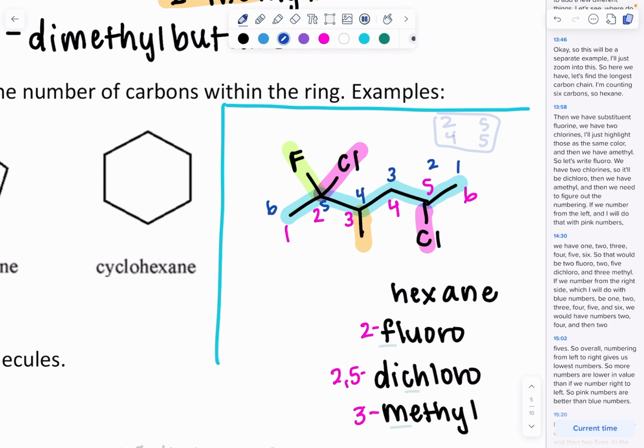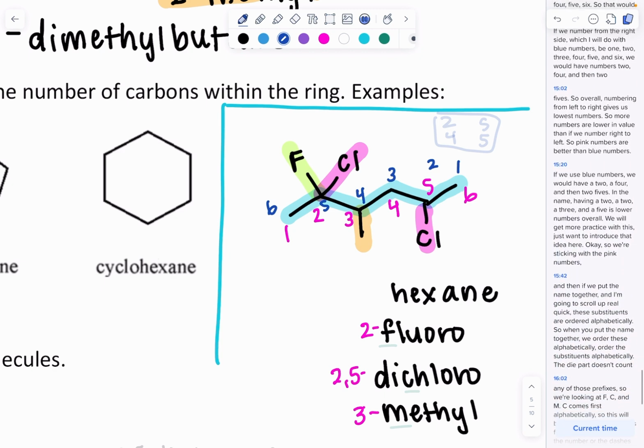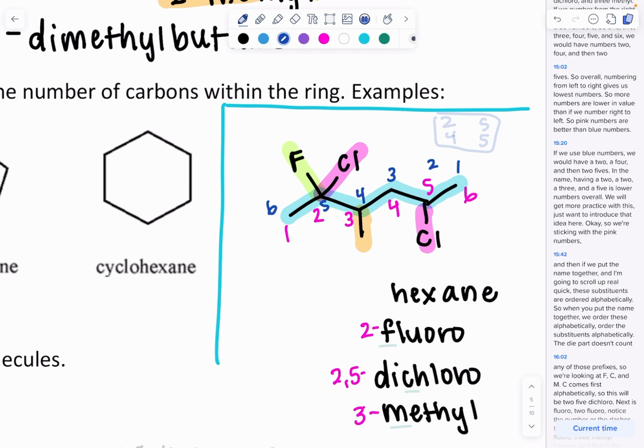So overall, numbering from left to right gives us lowest numbers. So more numbers are lower in value than if we number right to left. So pink numbers are better than blue numbers. If we use blue numbers, we would have a 2, a 4, and then 2 5s. In the name, having a 2, a 2, a 3, and a 5 is lower numbers overall. We will get more practice with this. Just want to introduce that idea here. Okay, so we're sticking with the pink numbers.